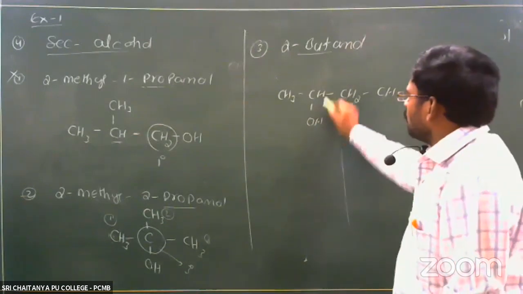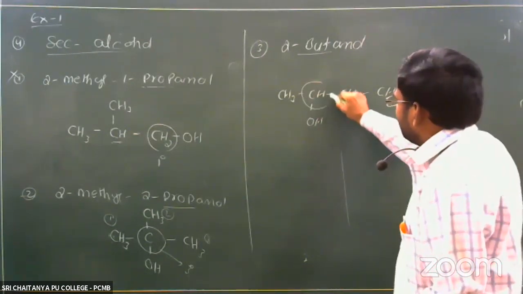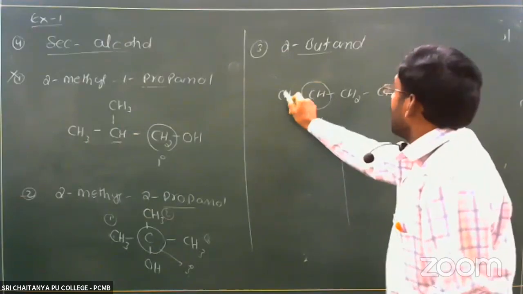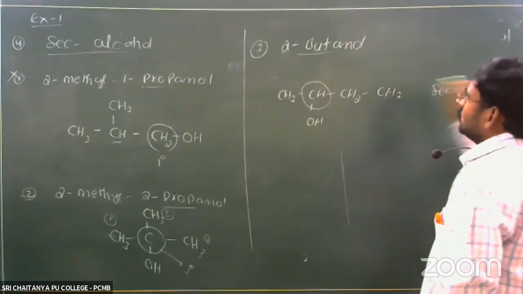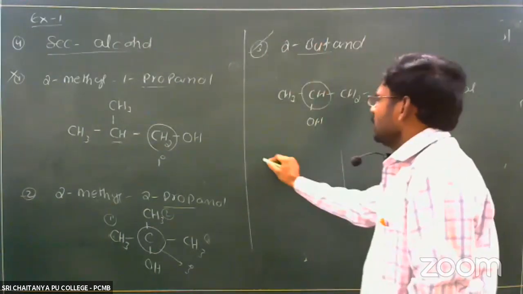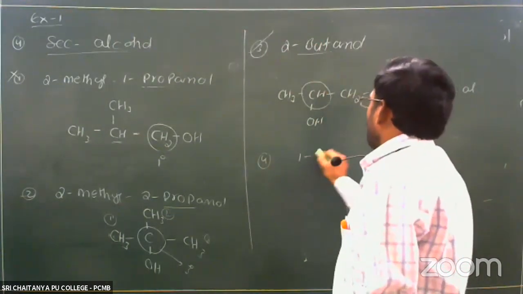Here, this OH group is attached to the second carbon, which is attached to another 2 carbons. So it is a secondary alcohol, and the third option is correct. What is the fourth option? 1-butanol.